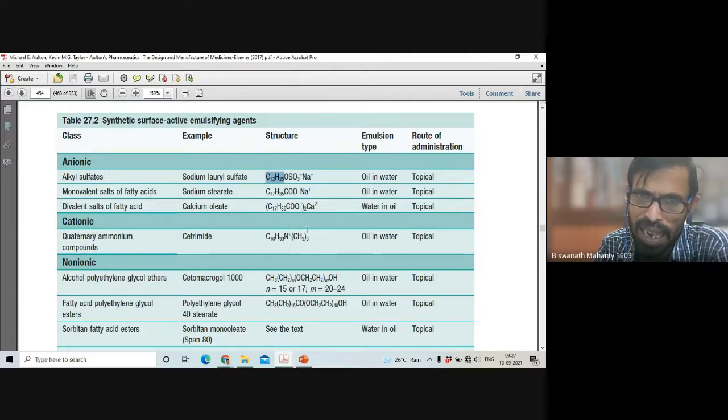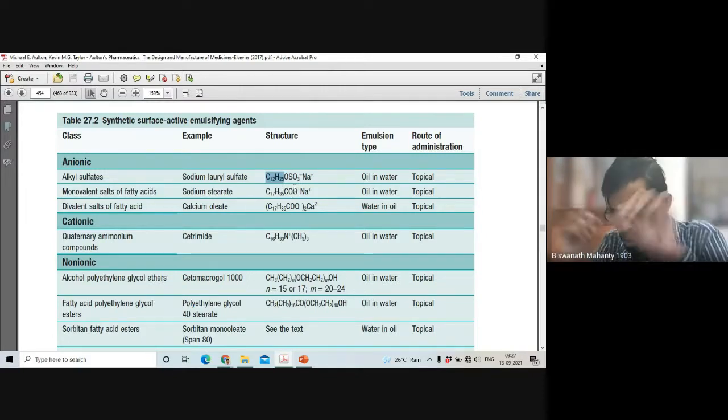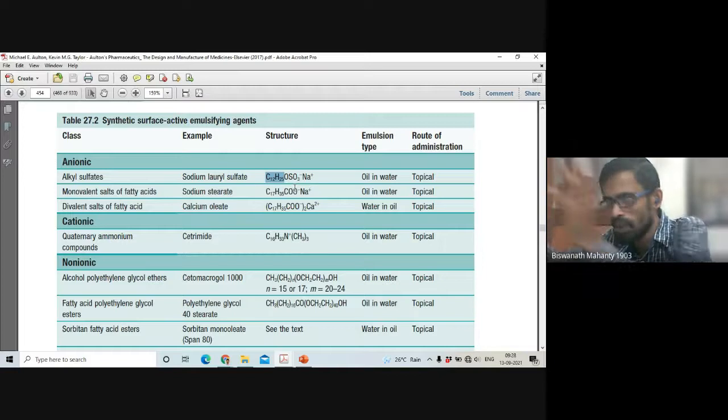So positively charged N plus is there. When I'm having alkyl sulfate, sodium lauryl sulfate, you see negative charge is there, SO3 minus. Here, sodium stearate, acetic acid group, acidic group, COO minus. So these are actually going to be ionized, right? COO minus. So this is the hydrophilic part.